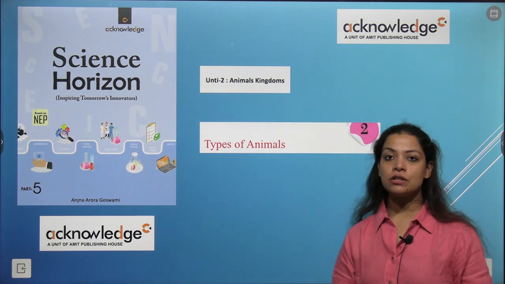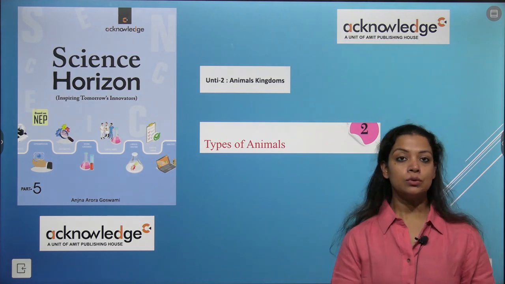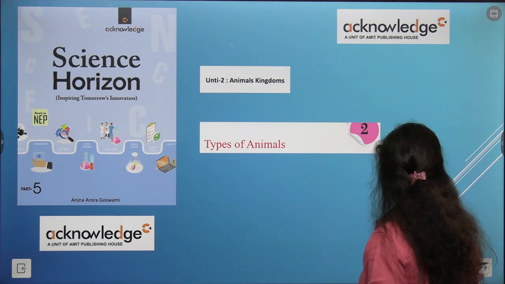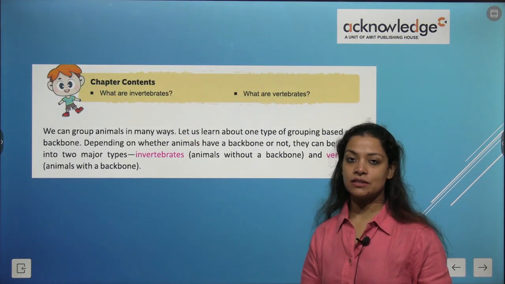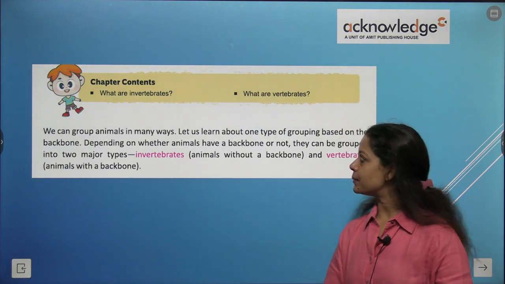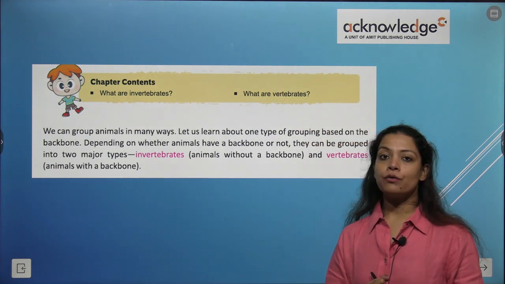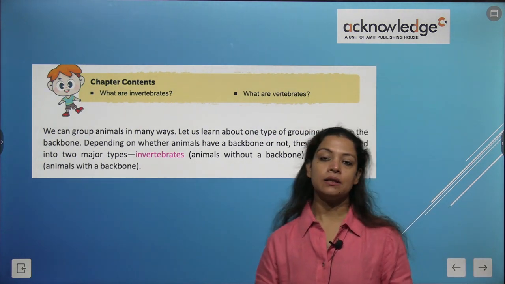So today we are going to study unit 2, that is Animal Kingdom, chapter number 2, types of animals. So let's move on to see what all we have in the chapter. We are going to study about what are invertebrates and what are vertebrates. Correct? So we can group animals in many ways.